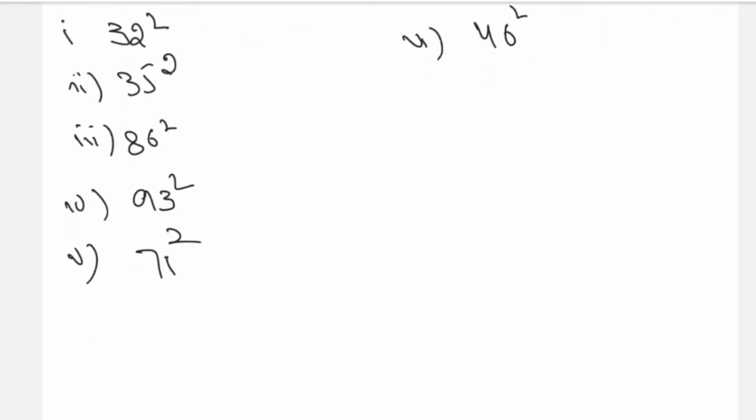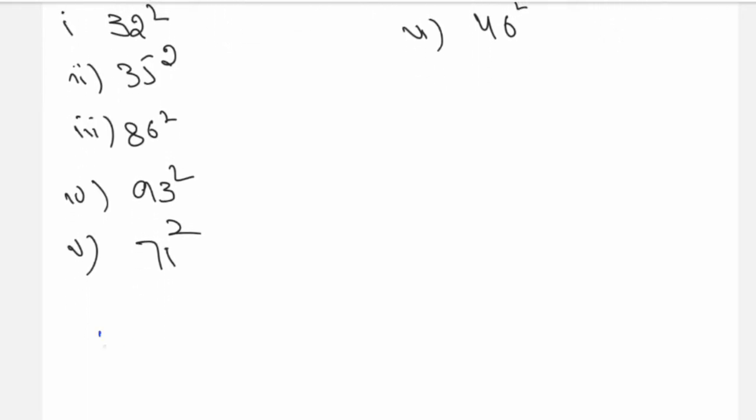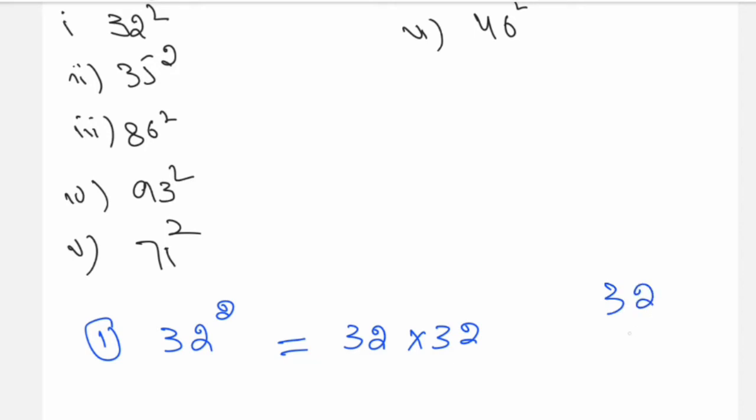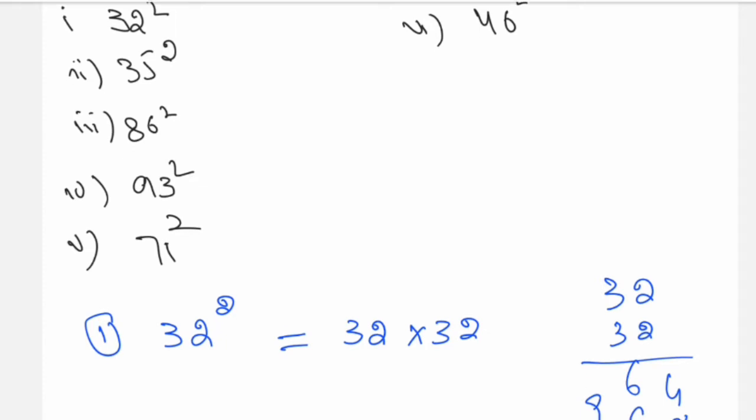So see, the first one is 32 square. As we know, 32 square is 32 into 32. When we multiply 32 into 32, 2 2s are 4, 2 3s are 6, 3 2s are 6, 3 3s are 9, so we get 4, 6 plus 6 is 12, and 10. So it will become 1024.